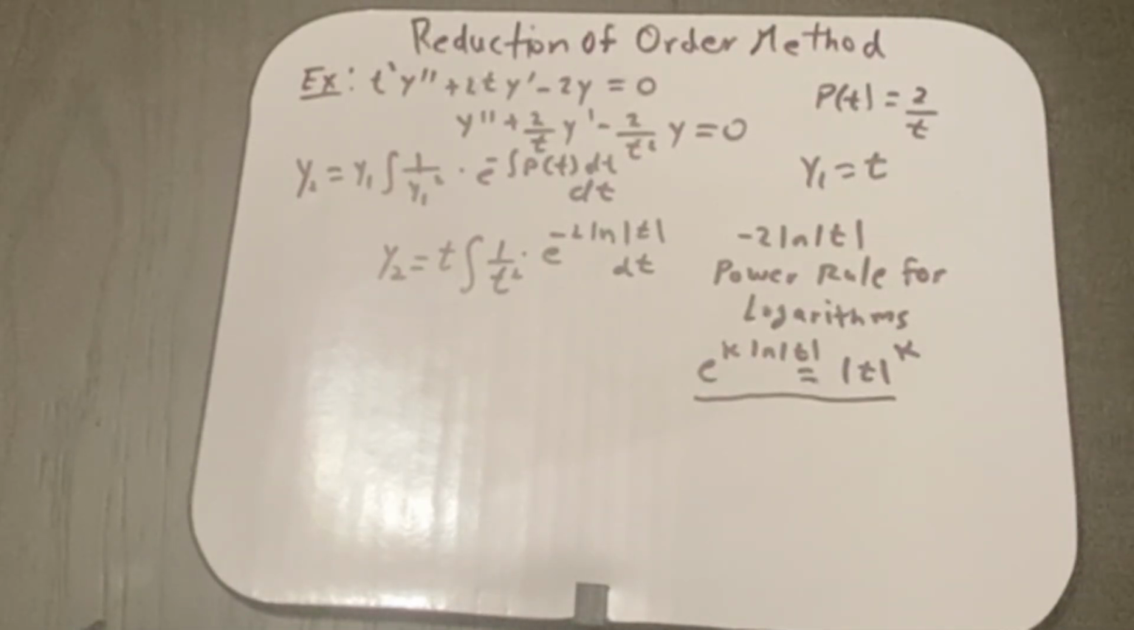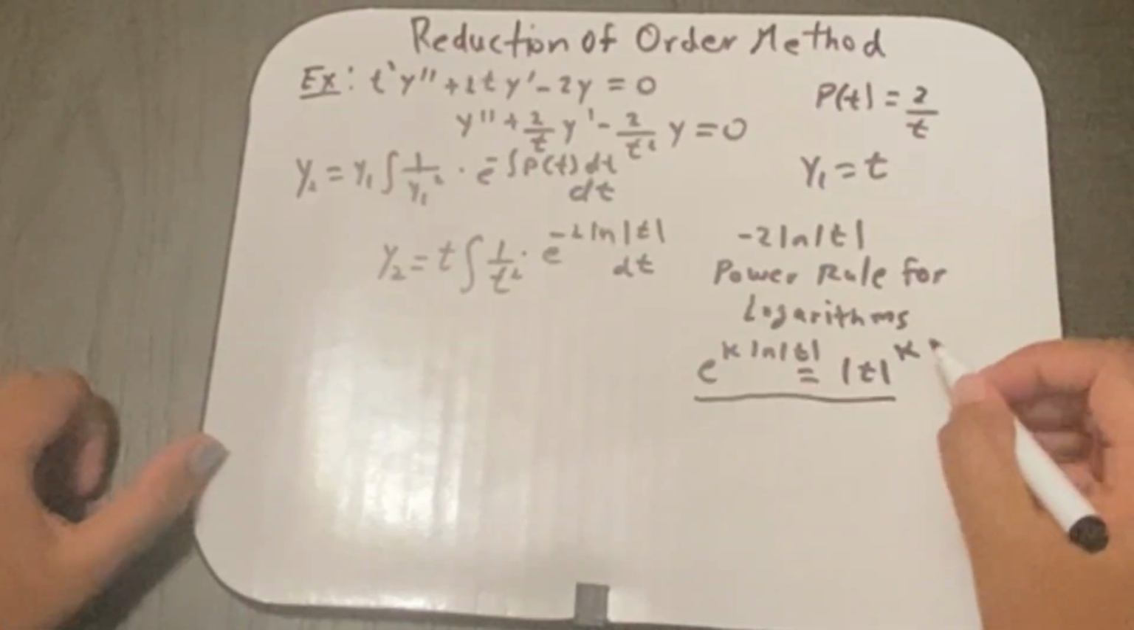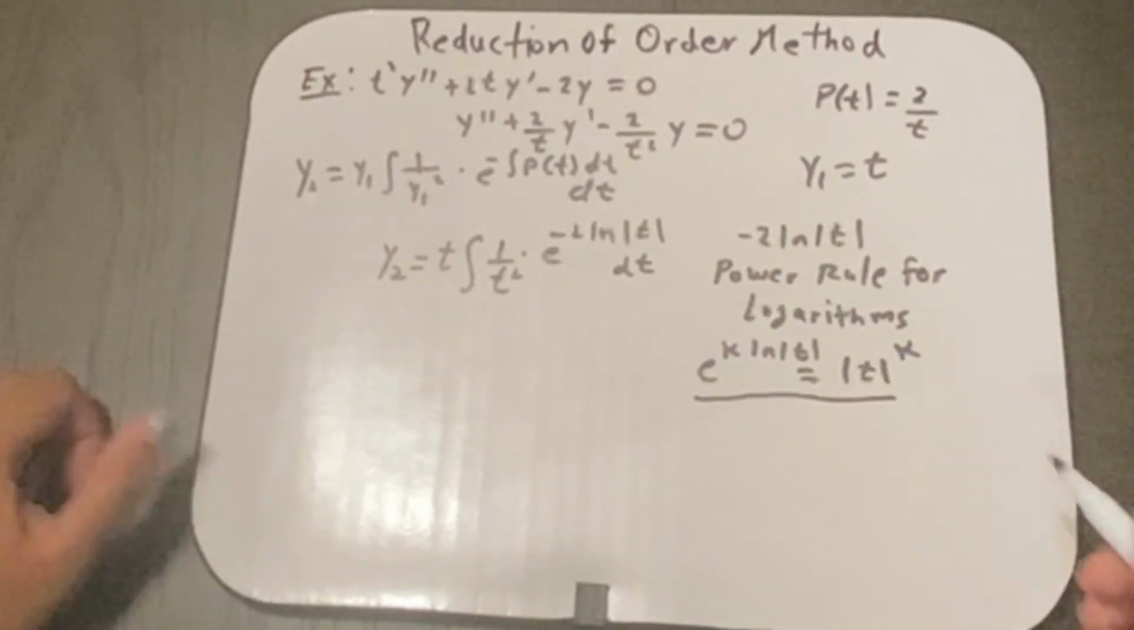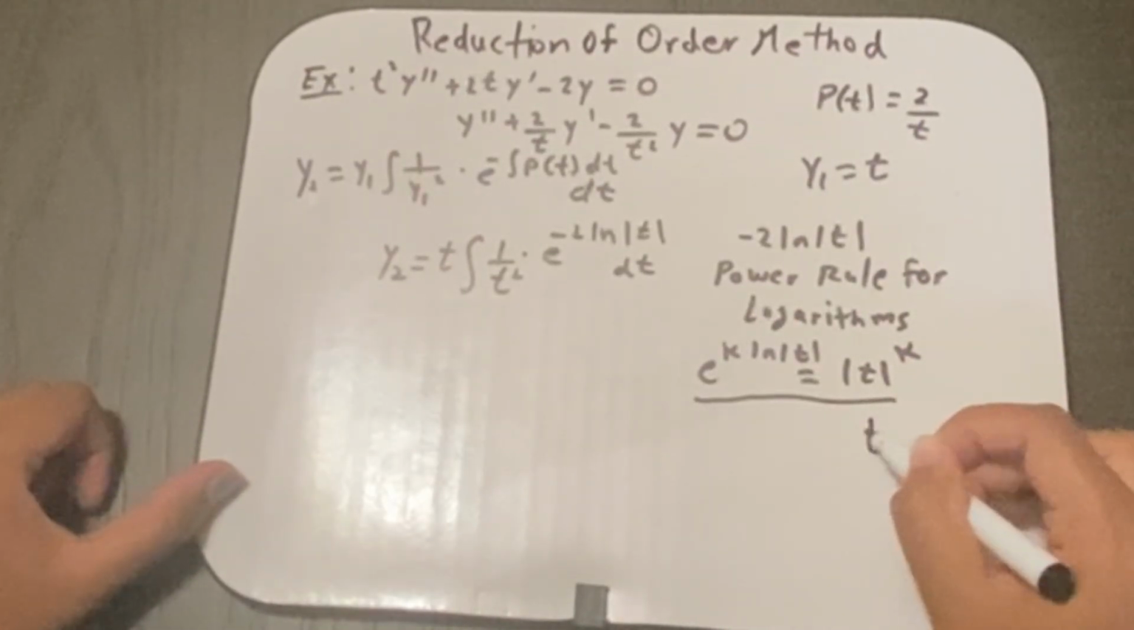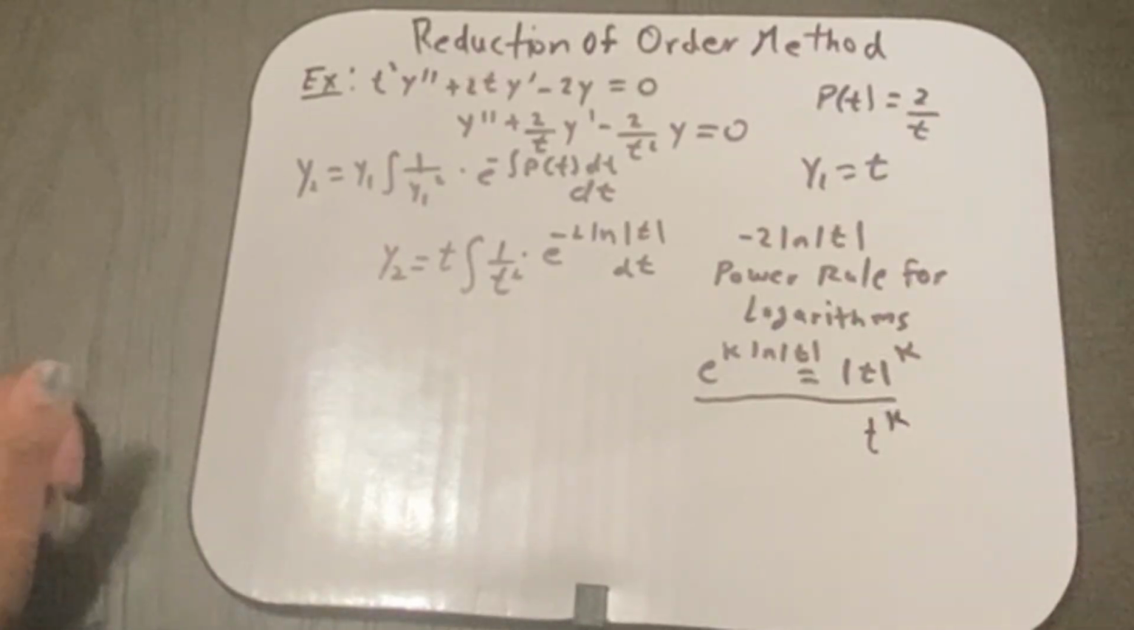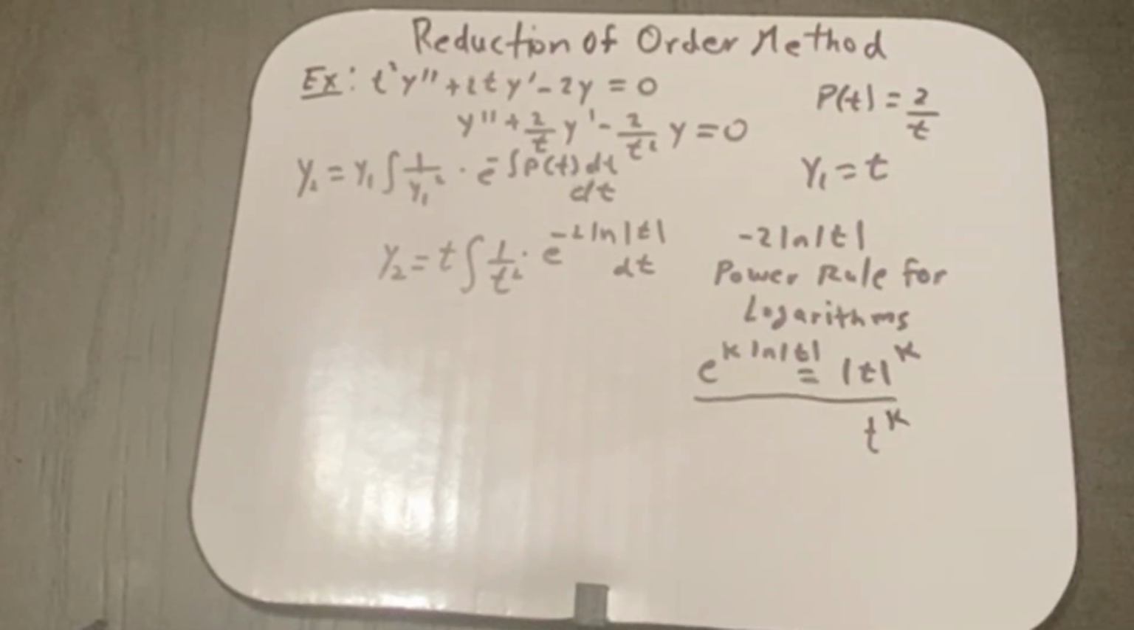The reason that condition was given is because now that we know from our question that t is greater than 0, this absolute value t just becomes t. So in our case, we can just substitute t to the power k and not have to worry about the absolute value in the rule. So let's do that and see what happens.